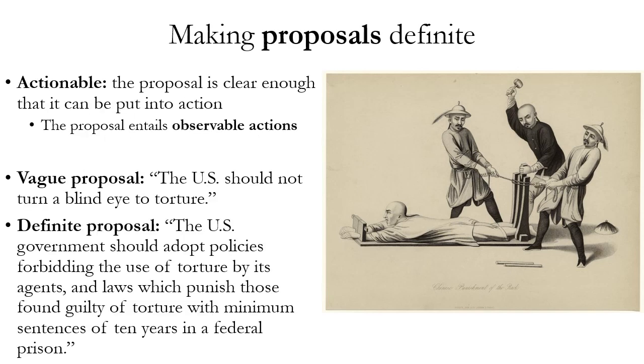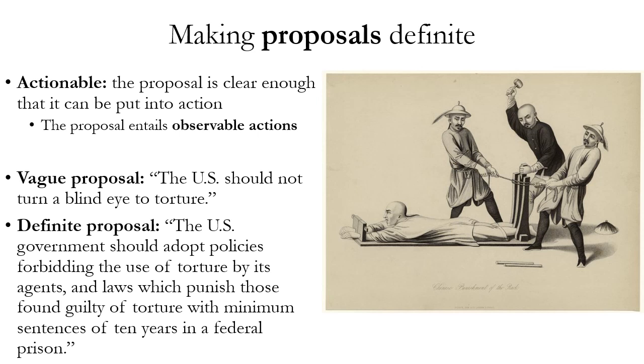Now, proposals, the way you make those definite, it varies from claims. So to make a proposal definite, you want to make it actionable, which means that the proposal is clear enough that it's clear how it can be put into action. So you could think of this as the proposal leading, logically, to certain observable actions.